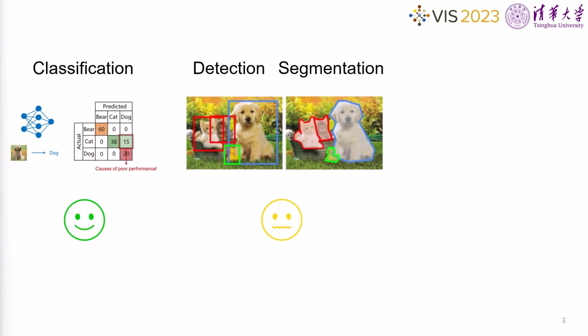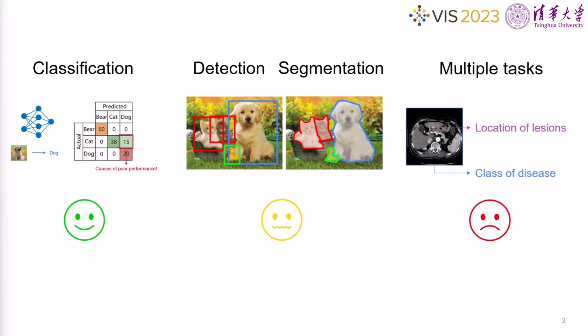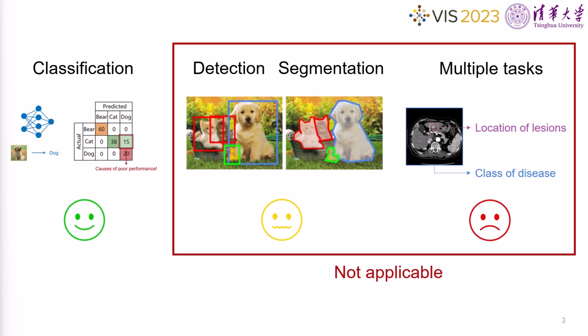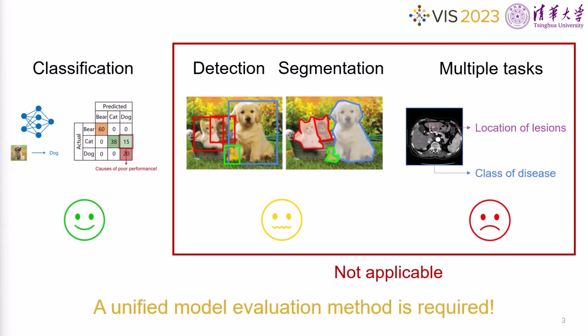Apart from classification, there are other tasks that are popularly used in real-world applications, such as object detection. Besides, there are scenarios where multiple tasks are considered simultaneously, such as classifying a medical image while locating the lesions. Existing techniques are not applicable to these tasks or multitask scenarios. Therefore, a unified model evaluation method for different tasks in computer vision is desired.